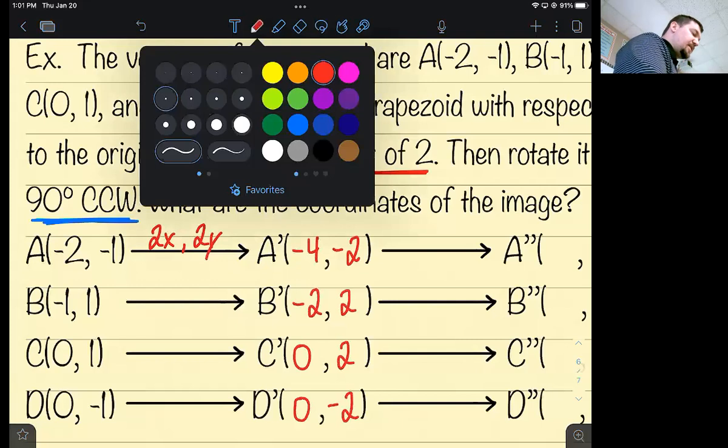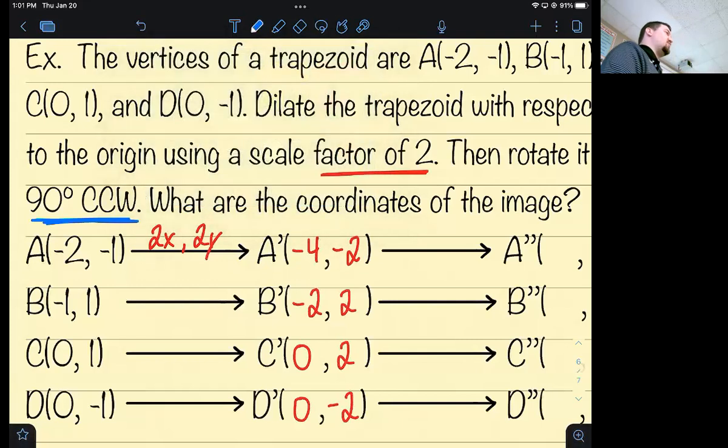Now we're going to do the 90 degrees counterclockwise rotation. Jacoby Gilvin, what happens to the coordinates when you rotate 90 degrees counterclockwise?